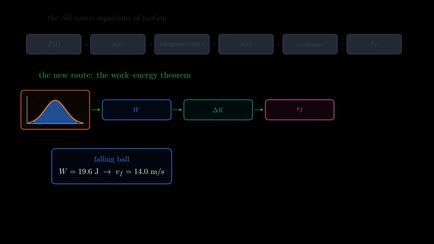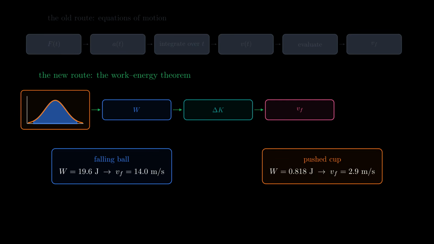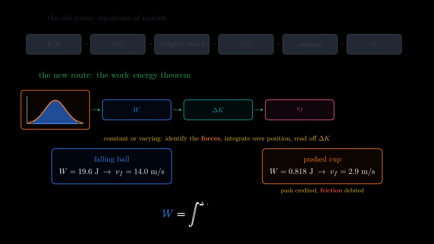The falling ball, 19.6 joules of gravitational work, and the speed at the bottom follows. The pushed cup, 0.8 of a joule of total work. Push credited, friction debited, and the speed follows again. Constant force or varying force, the recipe is the same. Identify the forces, integrate over position, read off delta K. One curve, one area, one answer.